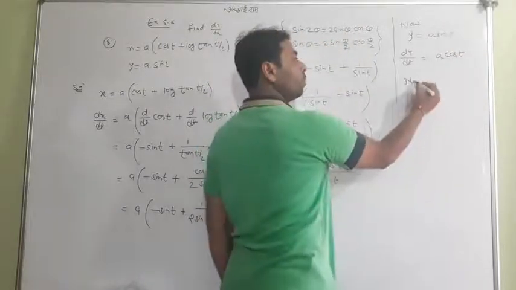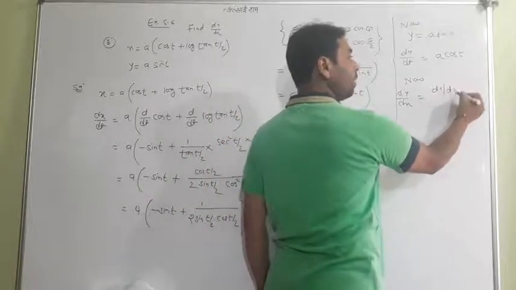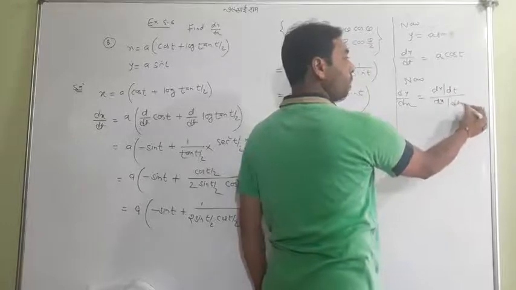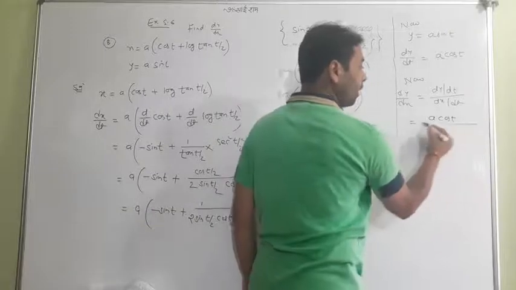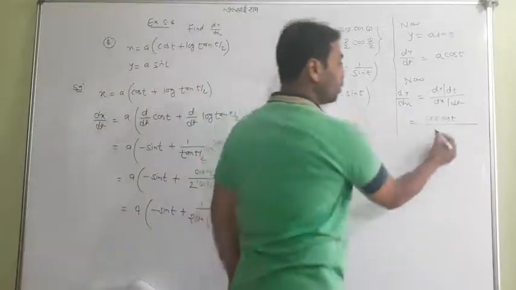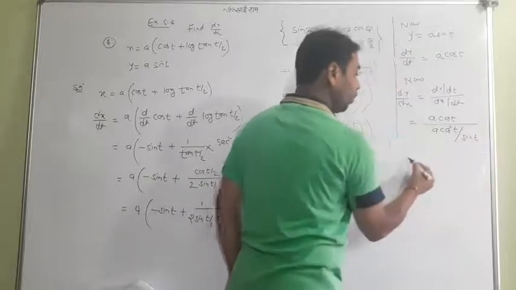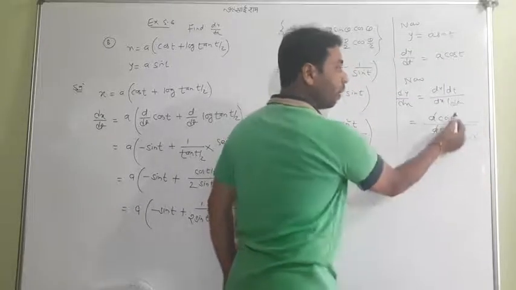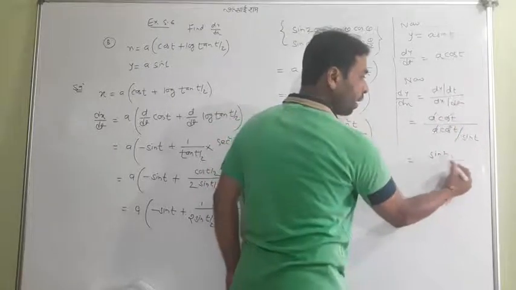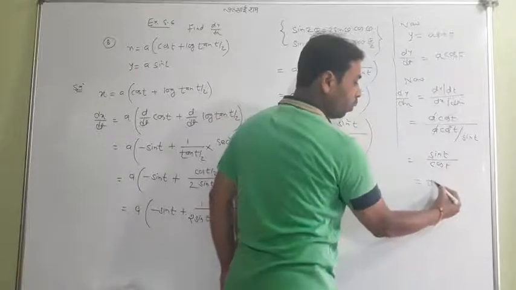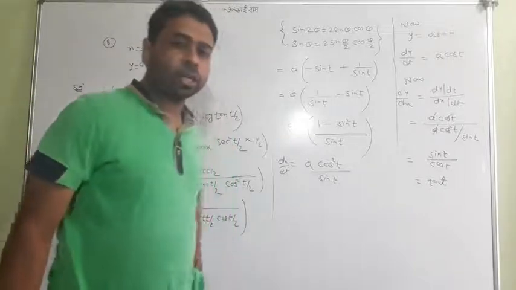Now it's time to find dy by dx, which means dy by dt upon dx by dt. dy by dt is a cos t, and dx by dt was a cos square t upon sin t. So a and a cancel, and one cos will cancel. The sin will go upside, upon cos t is here. So the whole answer is a tan t. This is the answer.